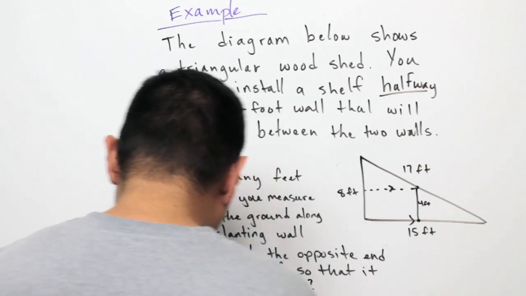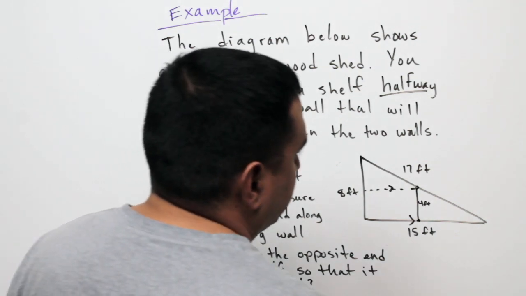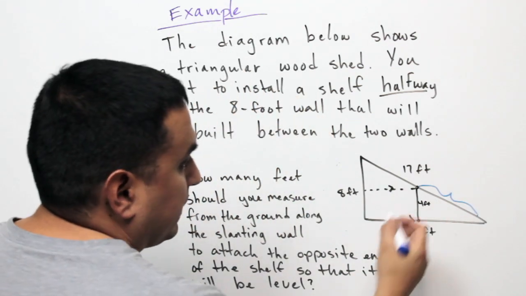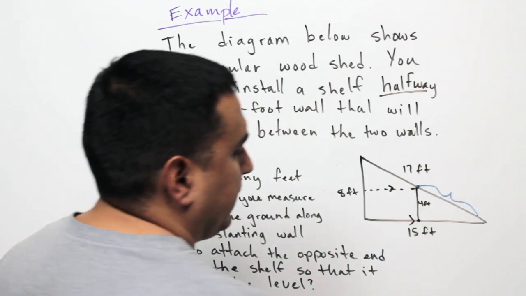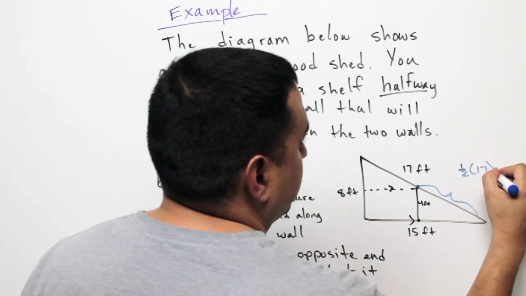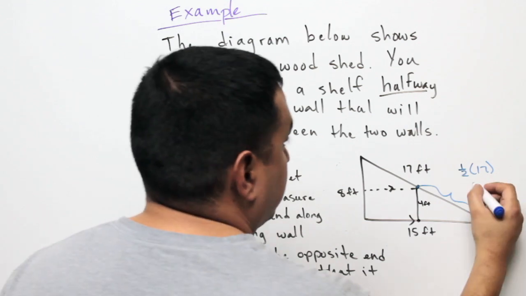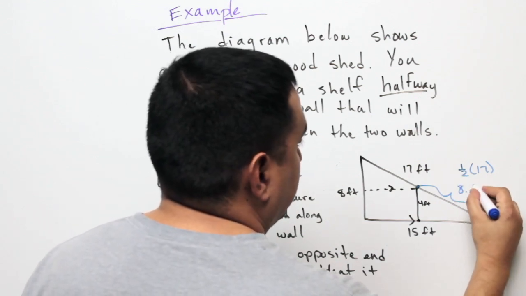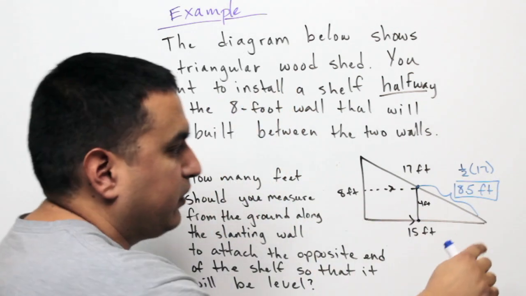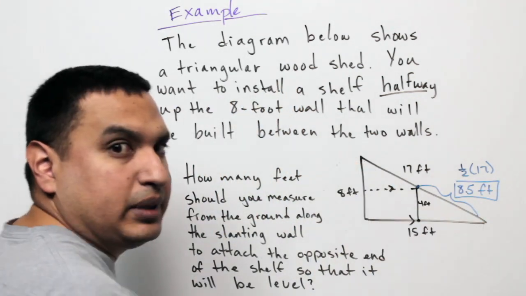So if I want this length up here along this slanted wall, because this is a midpoint, it's going to be equal to half of 17 feet, and half of 17 feet is going to be 8.5 feet. So I know I have to measure 8.5 feet up along that slanted wall.